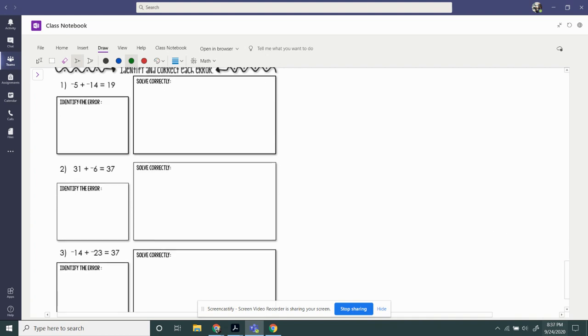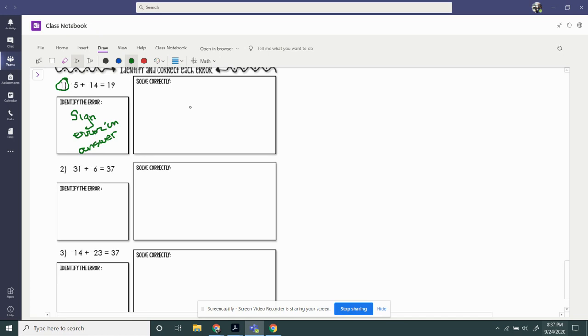So whoever did number 1 wrote negative 5 plus negative 14. Well, we know when we have the same sign, we keep the sign. So the answer should be a negative 19. So we have a sign error in the answer.